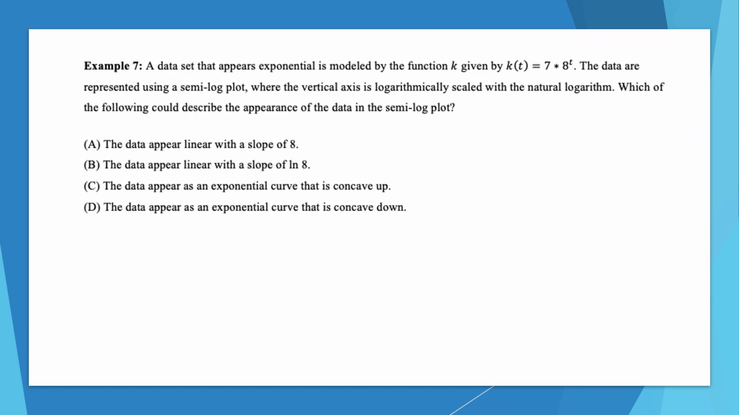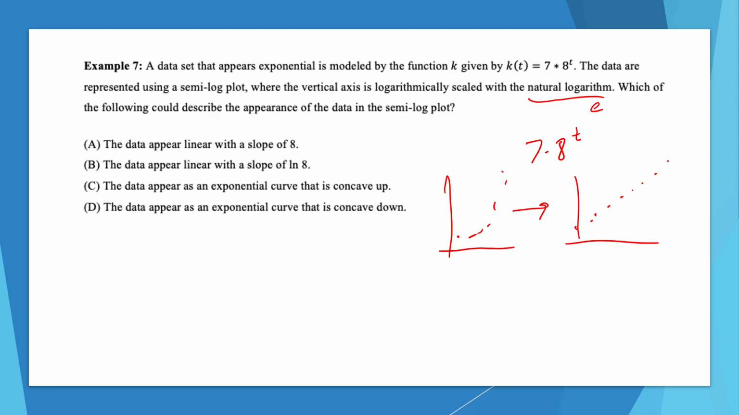All right, example number 7. A data set that appears exponential is modeled by 7 times 8 to the power of t, and this is represented using a semi-log plot where the vertical axis is scaled with the natural log. So again, a base e. Which of the following could describe the appearance of the data in the semi-log plot? So we know the data itself is exponential, but in a semi-log plot, it's going to appear linear. So we can eliminate C and D right off the bat.